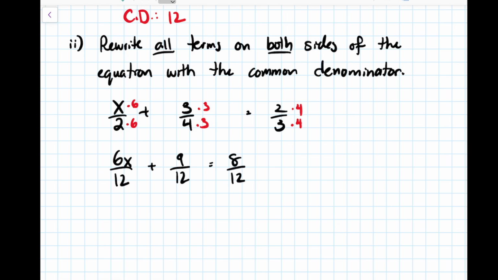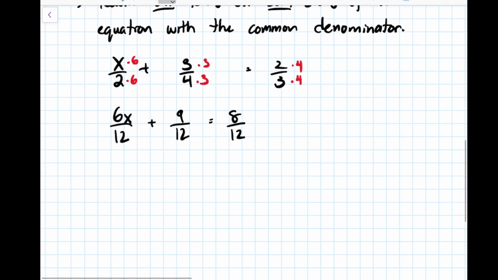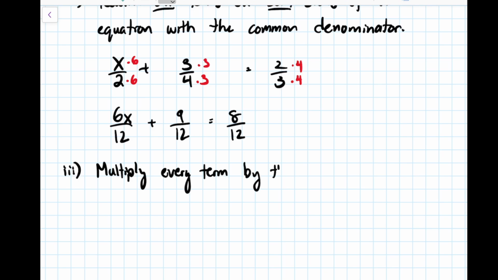So now that we have a common denominator on everything, what we can now do is to start to solve. But when we're solving, we need to get rid of the denominator to isolate x, right? So what we can do is we're going to multiply every single term by that common denominator. And when we do that, it's actually just going to cancel out all of the denominators.